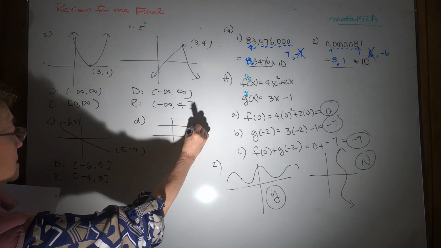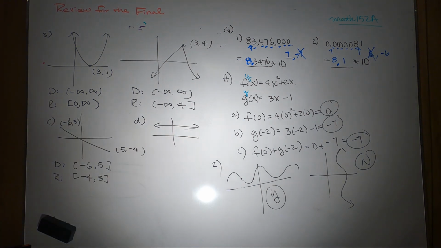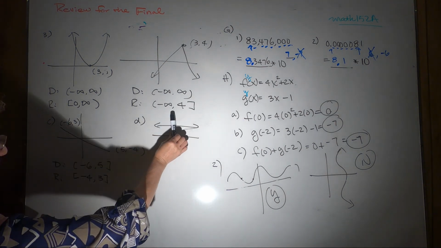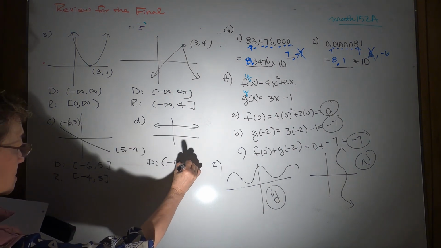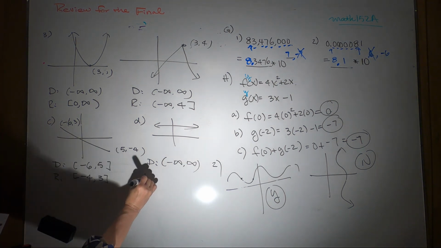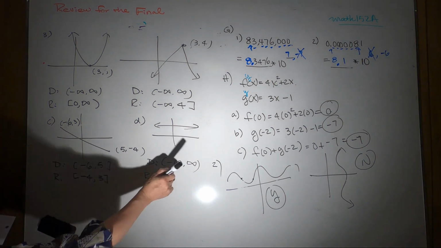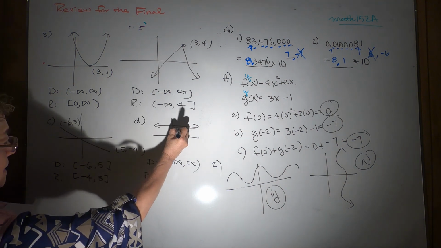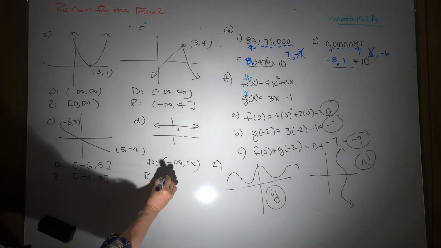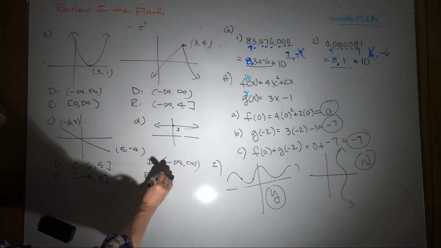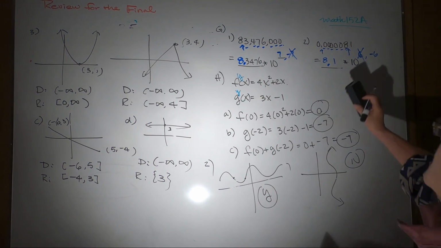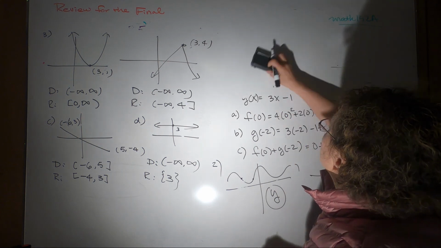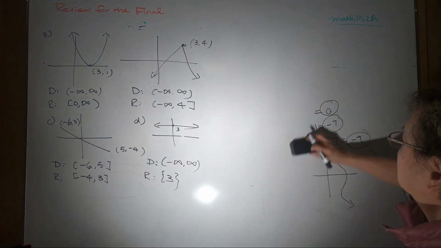So for this one, is this a function? What's your domain? Left and right, all real numbers, right? Negative infinity to infinity. What's the range? It doesn't go up and down, it's just right there at 3. So just one number. Then you use the curly braces to write it. If it's just a few numbers, you put them into the basket, okay?